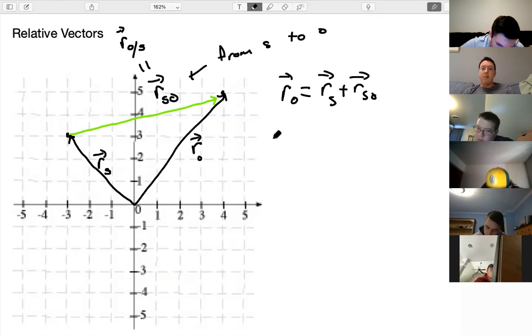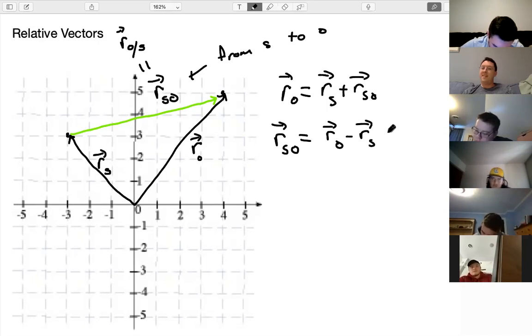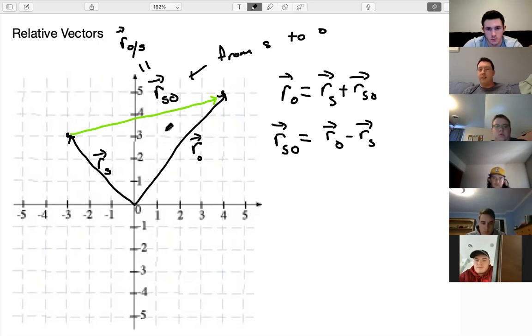Or if you turn it around, you could say R_SO equals R_O minus R_S. Okay, so I'm just using vector addition and this triangle to work that out. So R_SO, just keep track of the order here. R_SO is O minus S. Okay, just keep track of that. The minus signs are going to be crucial, so that's why I'm really harping on this.